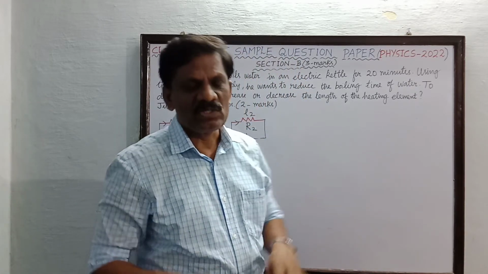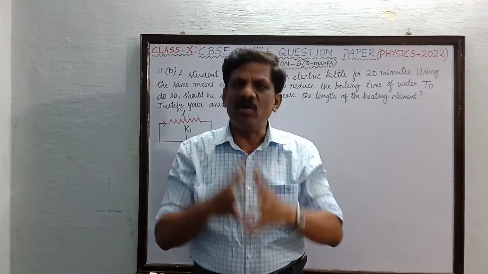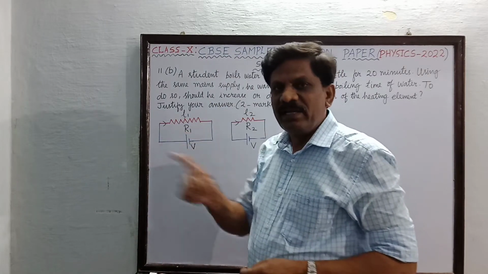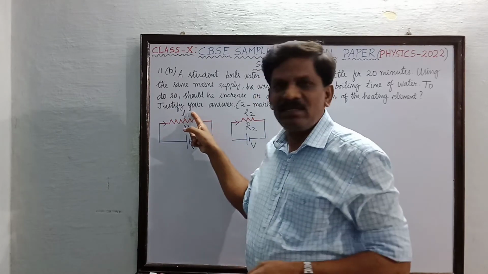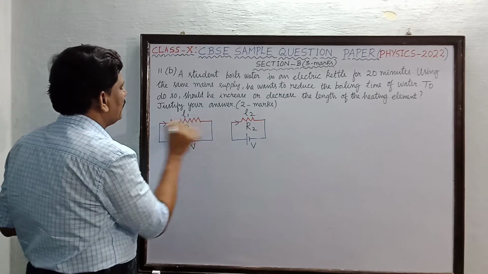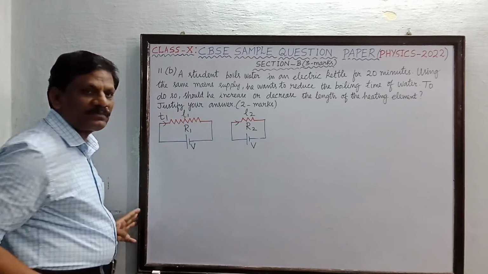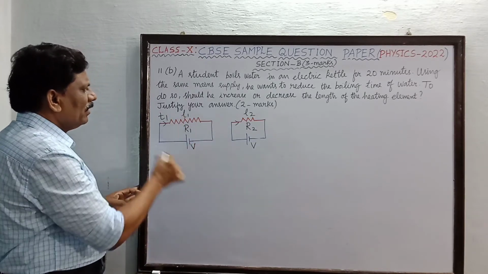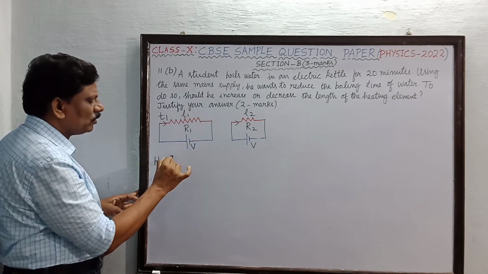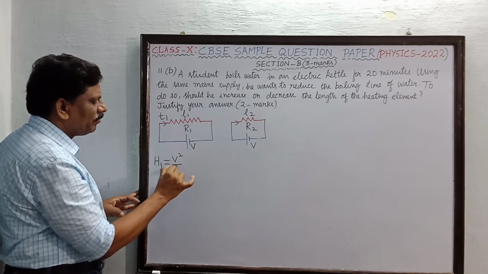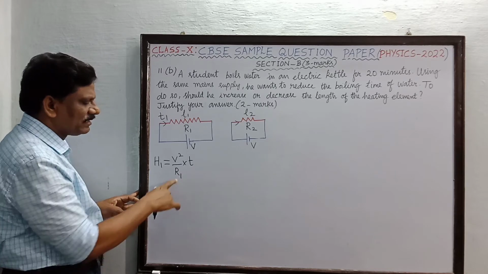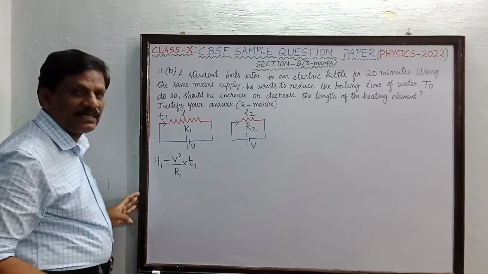Okay, students? So the situation is, first one coil is taken, its resistance is taken as R1. The length of the heating element is taken as L1, and the time of flow of current is taken as T1. So what will be the heat produced in the first coil? H1 is equal to V square by R into T. So the coil has a resistance R1 and the time of flow of current is T1.